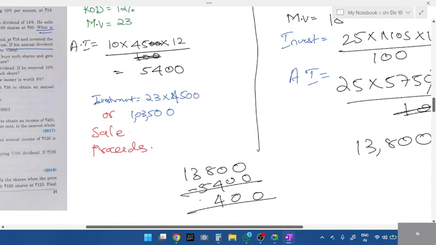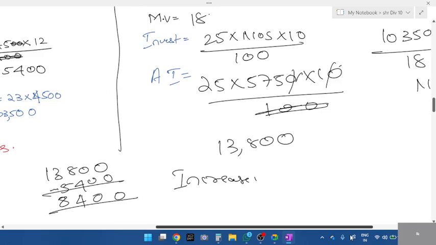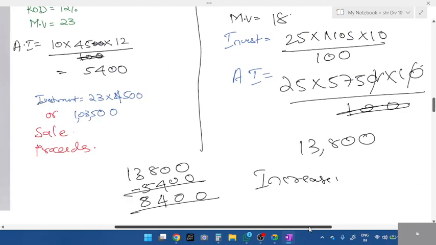7 or 8? 8,400. Increase or decrease? It is increase. But the answer is, where is which one is 750? 8,975, right? 8,975. Somewhere there is a calculation error, students. Okay, let me check that.